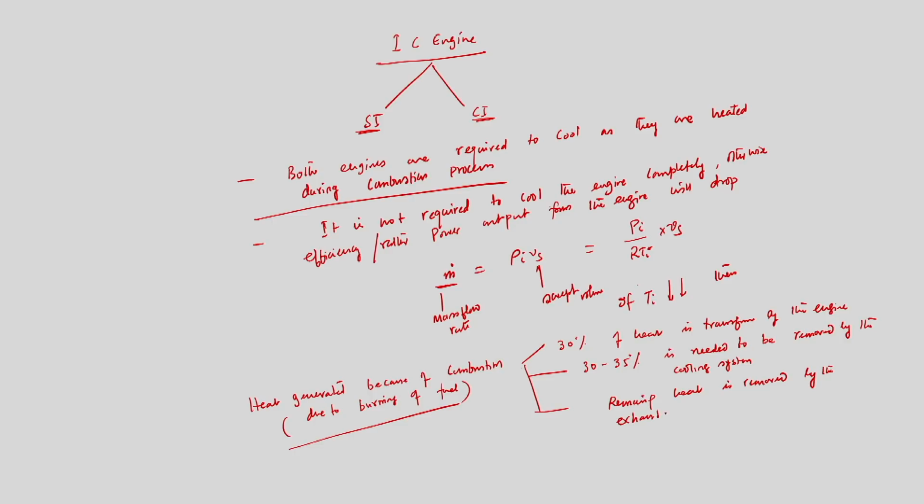Exhaust and lubrication system. So, this is very important: 30% of heat is transformed by the engine, 30 to 35% of heat we need to transfer by the cooling system, while the remaining heat is removed by the exhaust and lubrication system. This is very important.